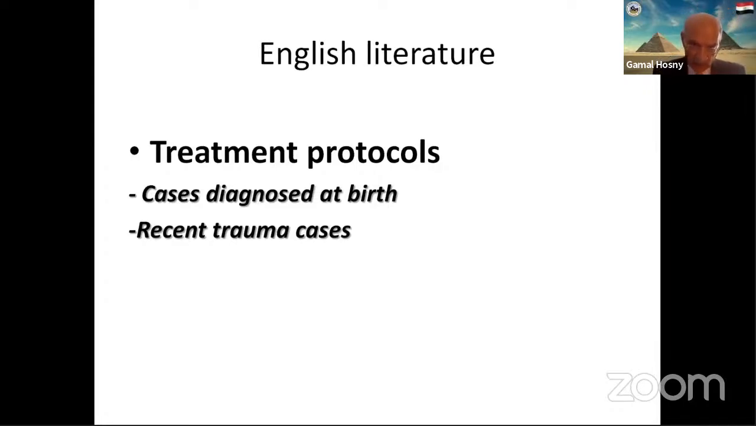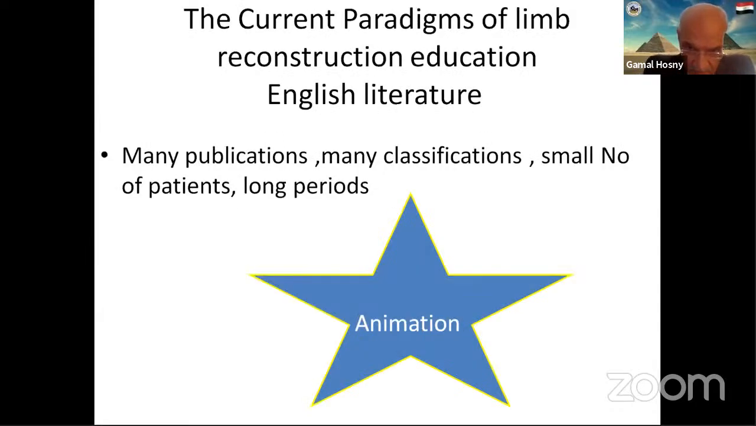Look at the English literature. The treatment protocols in the English literature are directed toward cases diagnosed at birth and recent trauma cases. So what about neglected trauma cases? What about neglected diagnosis? No protocols. The treatment paradigms of limb reconstruction education come from the English literature. Many publications, many classifications, most of them based on animation, not real patients. A small number of patients over such a long period of time.